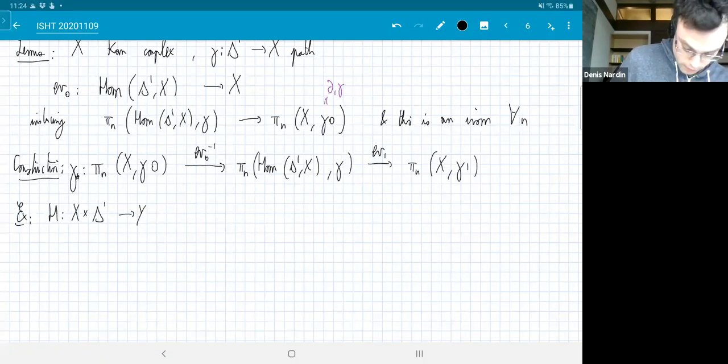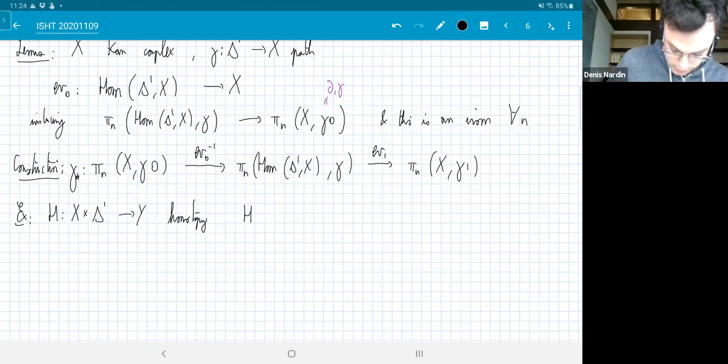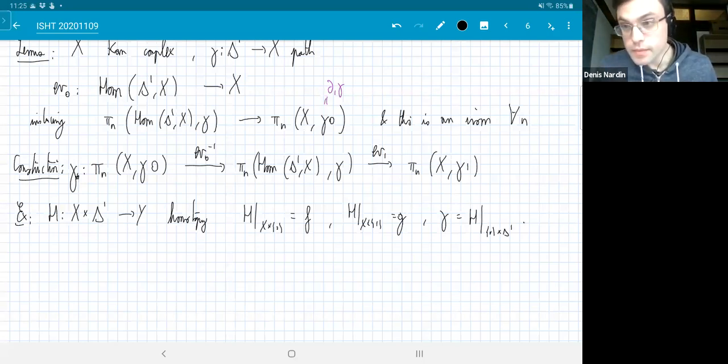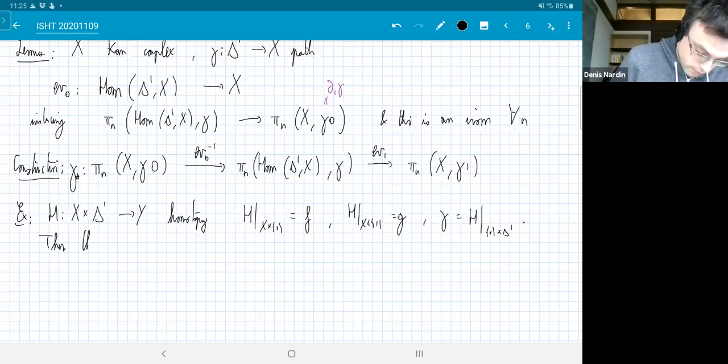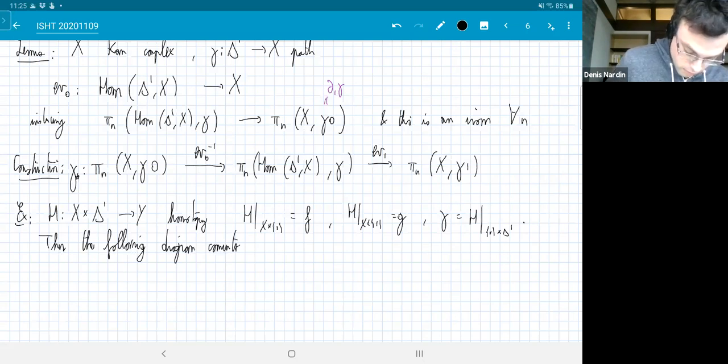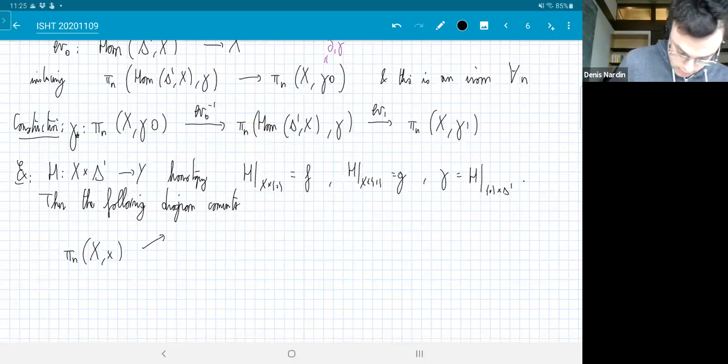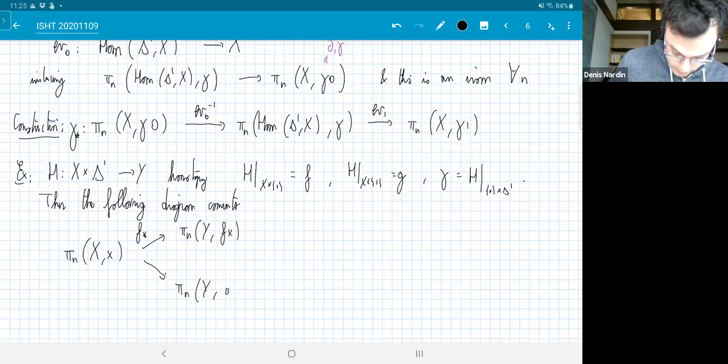Suppose you have a homotopy H, with H restricted to X times zero equal to F, and H restricted to X times one equal to G, and let gamma be H restricted to the base point times delta one. Then the following diagram commutes. We have pi n of X at x, pi n of Y at f of x, this is f lower star, pi n of Y at g of x, g lower star, and this is gamma lower star, which we just defined.